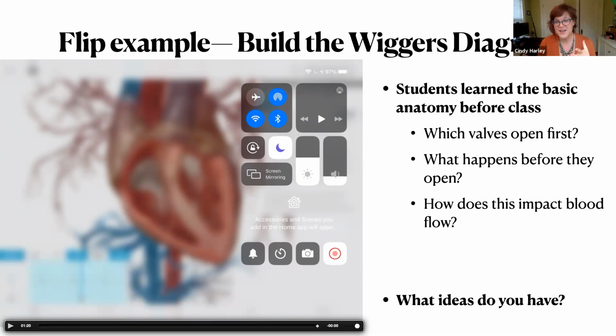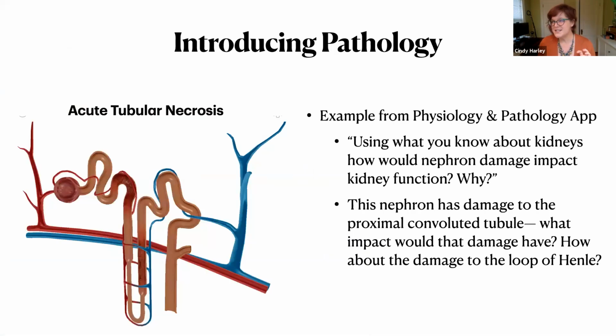Just to add to these units, one you probably haven't gotten to yet, because you're maybe around there in the semester, is urinary. This is a screenshot from the Pathophys app. And in this screenshot, the app is doing the pathology, which is acute tubular necrosis.